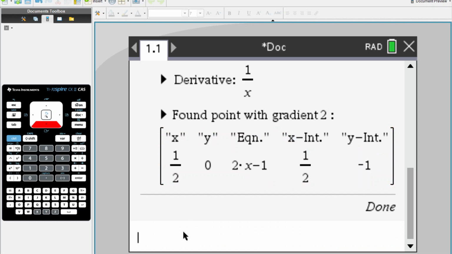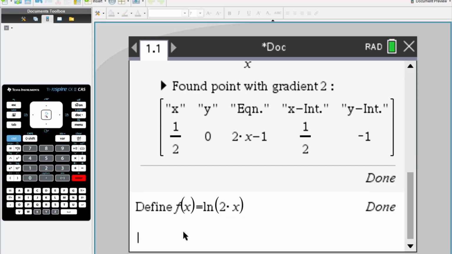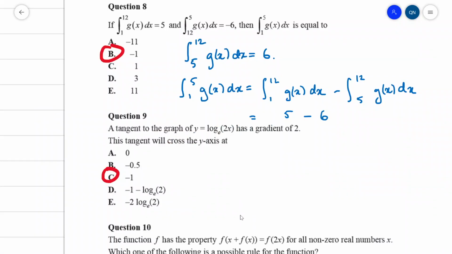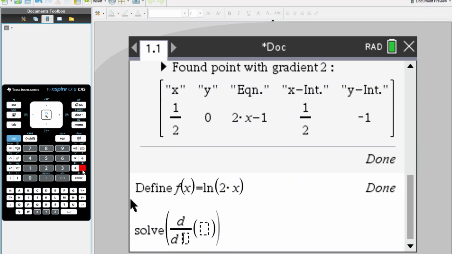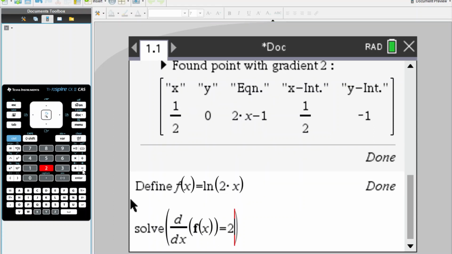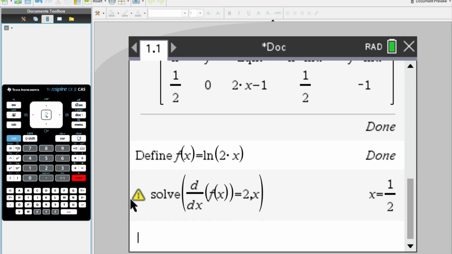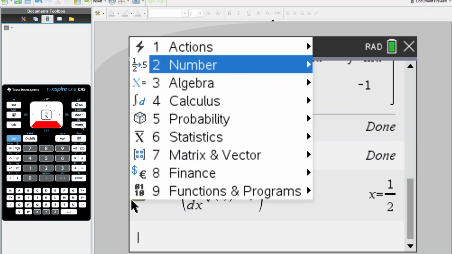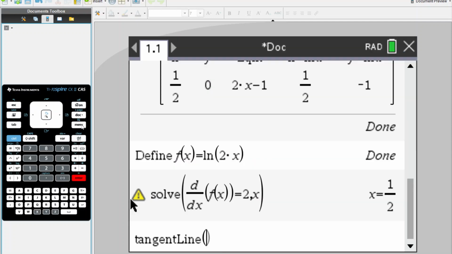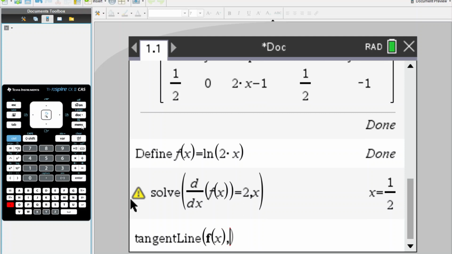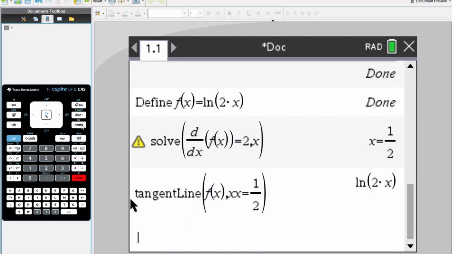If you don't have the programs and you still want to know how to do this question, here's how you do it. First of all, let's define the function. So I'll define f of x equals ln 2x. Now I'm going to try to find the point where this function has a gradient of 2, and you do that by solving the derivative of f of x equals 2 with respect to x. We get x equals 1/2. Then you'll just use the tangent line command on the CAS. So we'll go to calculus, then tangent line, and we want to find the tangent line of f of x with respect to x at this point here.